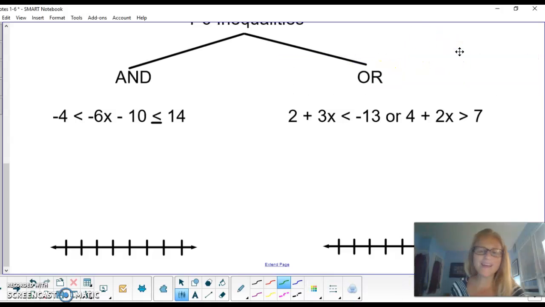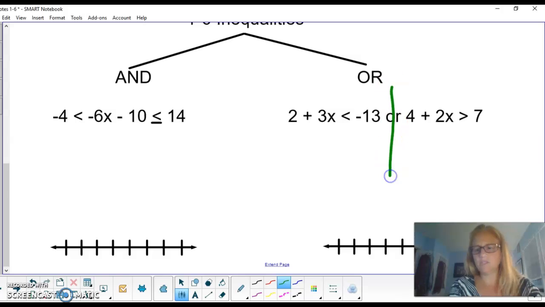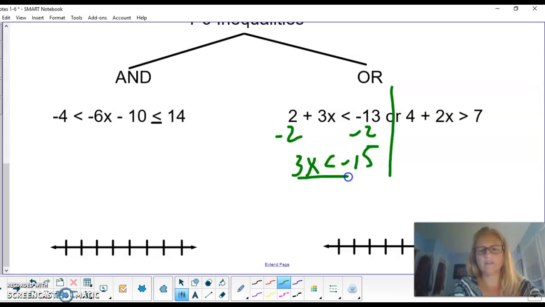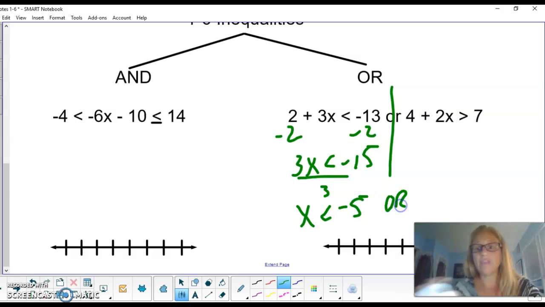And this is great, guys, because you just solve each one individually. So you don't even worry about, just solve them individually. So here we're just going to subtract 2. We get 3x is less than -15. Divide by 3, x is less than -5. That's the key. You got to bring down that or. You got to bring them together, okay?